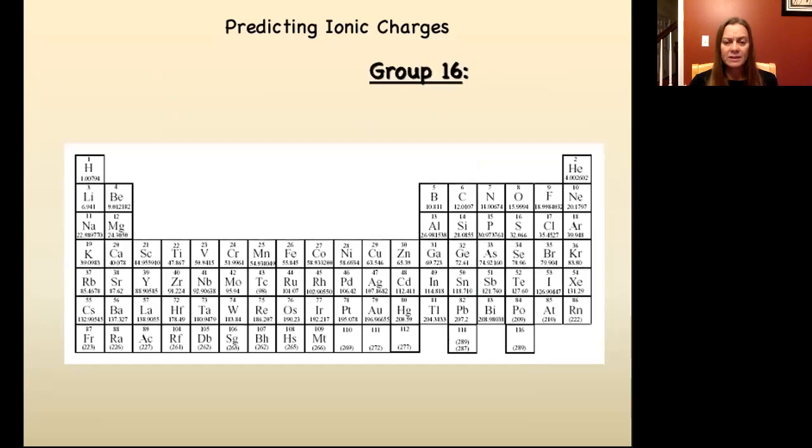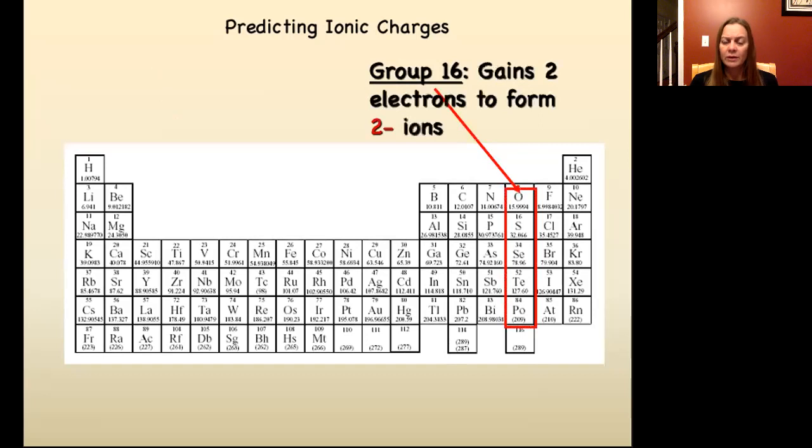All right, moving on to group 16. We know that we have 6 valence electrons. In order to get to 8, they only have to gain 2 and form ions with a charge of -2. So that would be oxide, sulfide, and selenide. And we're going to learn all about the naming conventions in the next couple of days.